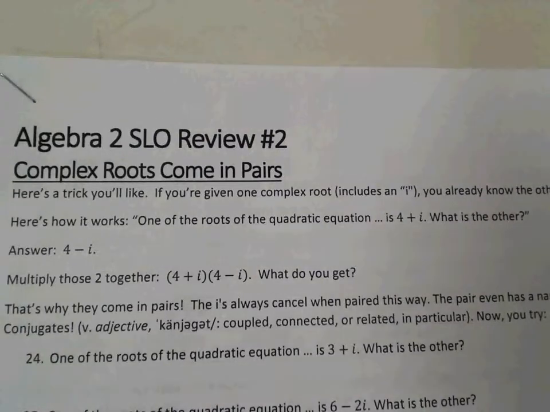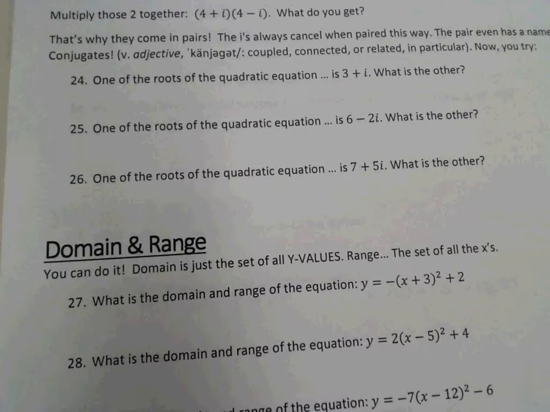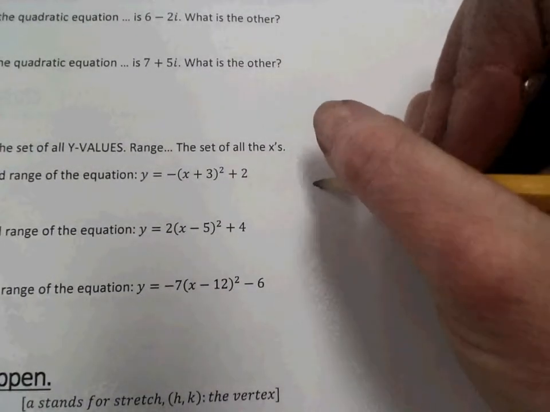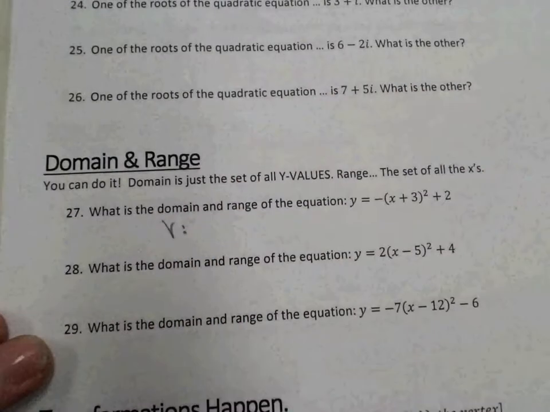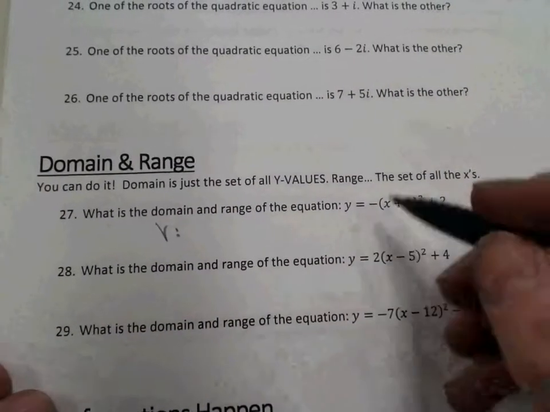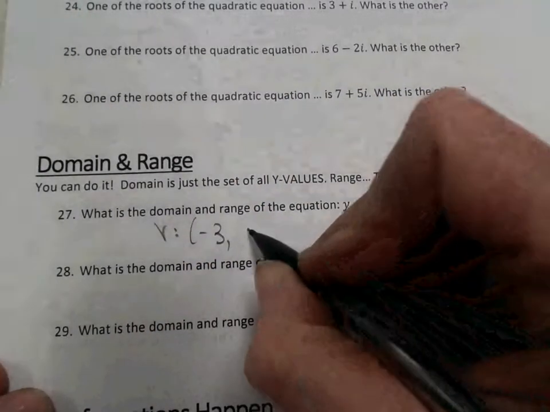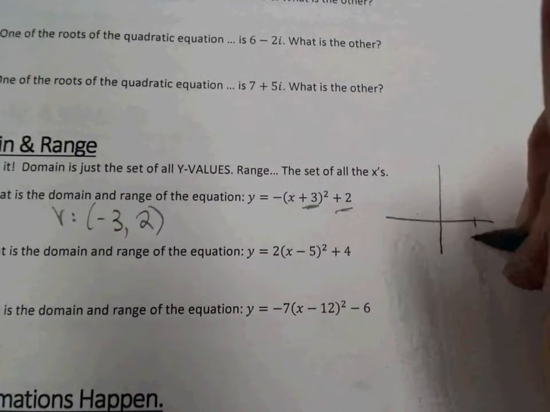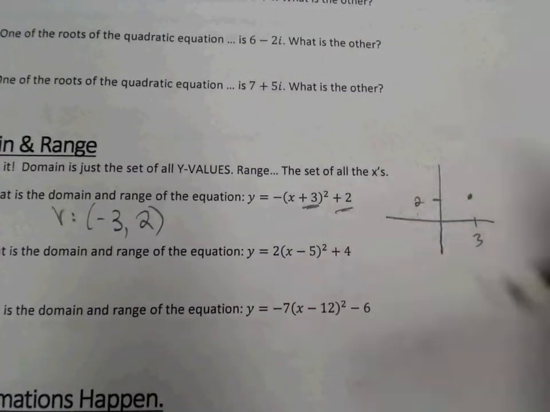For the domain and range questions, we did the first one together, I believe, but I'll do that again. Just as a refresher, since this is in vertex form and they're asking you to find the domain and range, you want to find the vertex. The vertex would be the opposite of what's in the parentheses, so that's going to be -3 and 2. Since the vertex is (-3, 2), I can draw a little sketch if I want to.